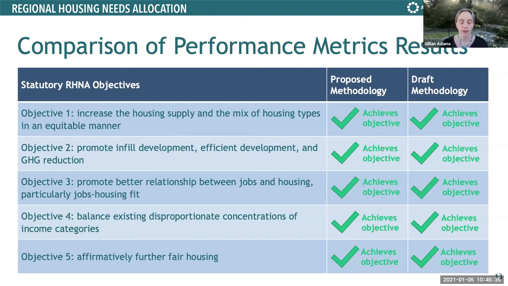ABAG-MTC staff also developed a framework for evaluating consistency between RHNA and Plan Bay Area 2050. RHNA and Plan Bay Area 2050 are determined to be consistent if the 8-year growth level from RHNA does not exceed the 35-year growth level at the county and sub-county geographies used in the plan. Staff evaluated the draft RHNA methodology using this approach and determined that RHNA and Plan Bay Area 2050 remain consistent.